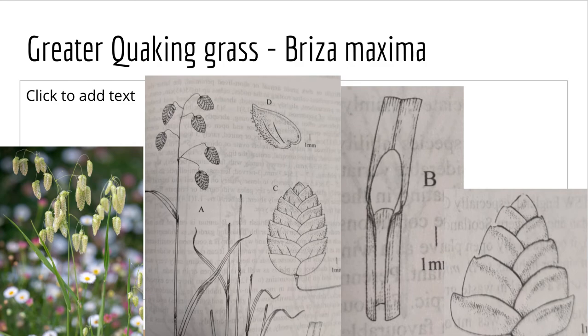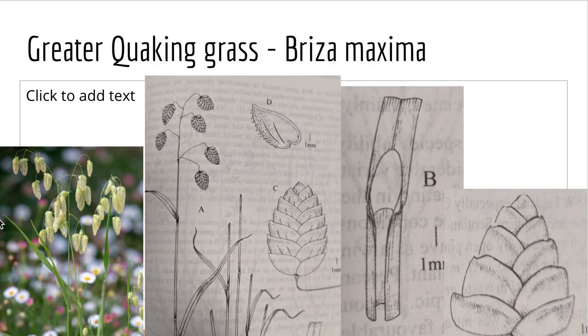Greater quaking grass, or Briza maxima. By the name you can tell it's big. It's got big spikelets. It's an annual up to 60 centimetres tall, which you wouldn't expect from a maxima size, and in fact it's the exact same size as the other quaking grass, which is 60 centimetres tall. Its ligule is a bluntly rounded membrane, about 3 to 3.5 millimetres, and the panicle is loose and open.